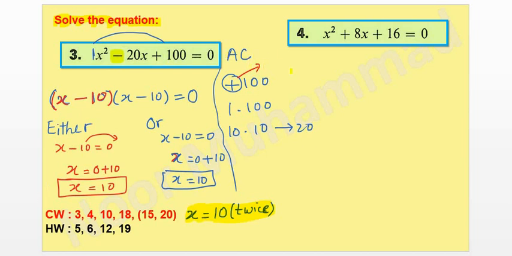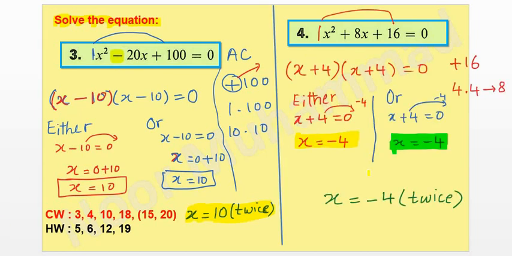Now please pause the video here and solve question number 4 on your own. So here is the answer for question number 4. Clearly you can see I used the AC method to factorize. I multiplied 1 with 16, so it was giving me positive 16. So 4 times 4 is 16, and when I add it, it is giving me 8.